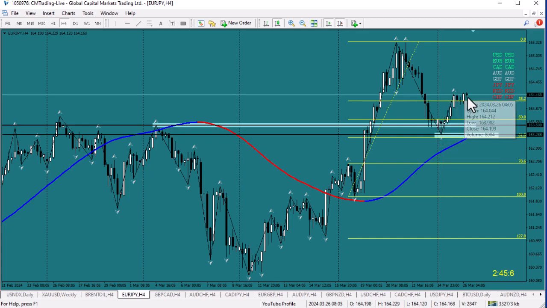So I'm waiting still for a retracement back to either one of these two levels, and then I will look for some solid candle reversals. So for now, wait patiently. I want to be long here, but not at those levels.